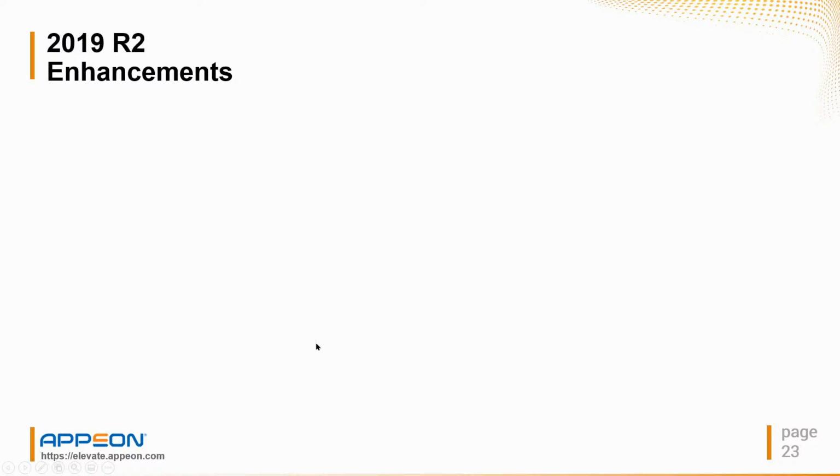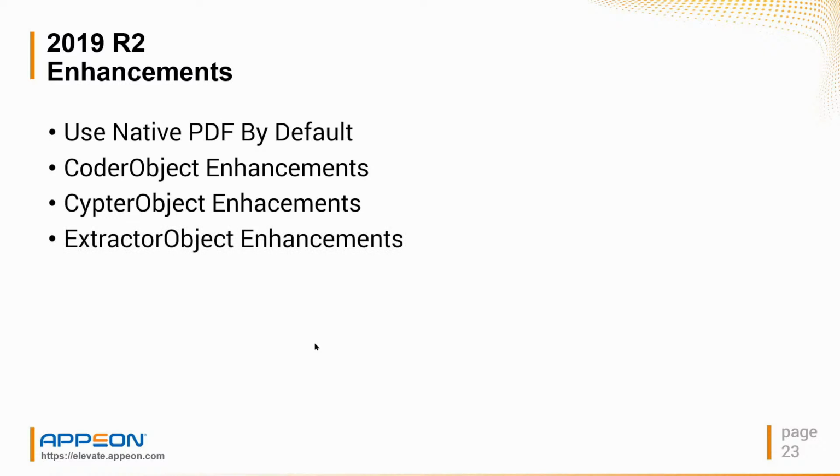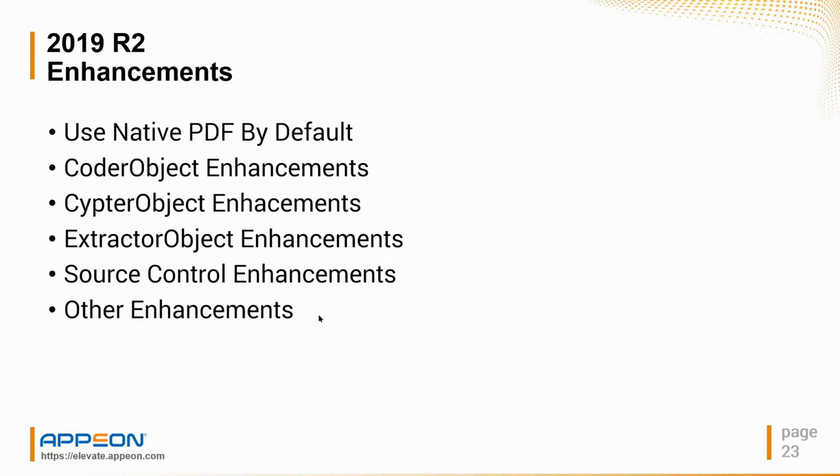Okay, let's look at the R2 enhancements. There are a number of enhancements here. One was the use of NativePDF by default. There were some enhancements to the CoderObject, to the CrypterObject, to the ExtractorObject. There were some source control enhancements, and then there's a group of what I call other enhancements.